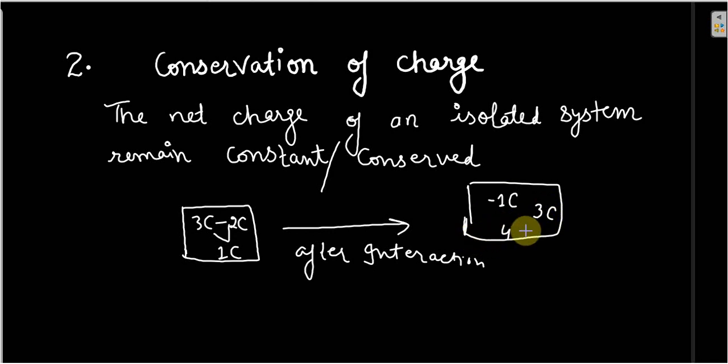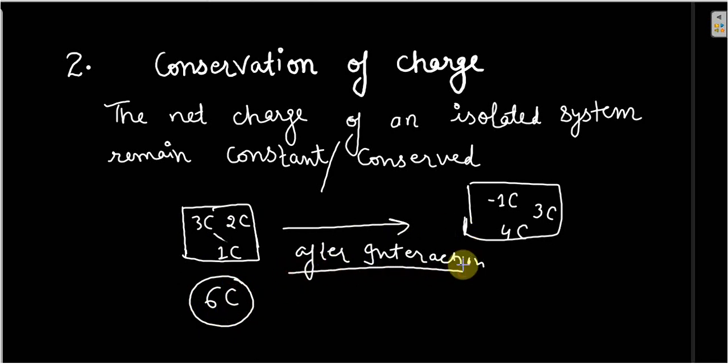So now count the charges. Here 3 and 1, and this is a 2 coulomb charge, not negative. 3, 2 is 5, 1 is 6. So initially the total charge of the system was 6 coulomb. Now after interaction they repel and interact with each other. So what is the final result? 3, 4, 7, and 7 minus 1, so again it remains 6 coulomb.